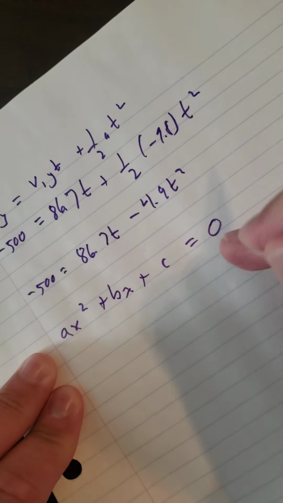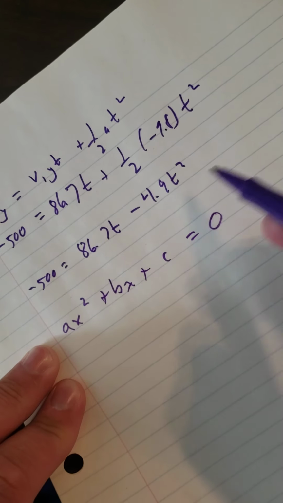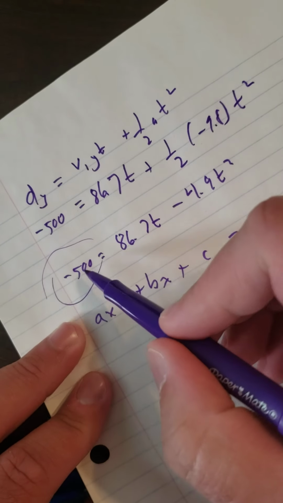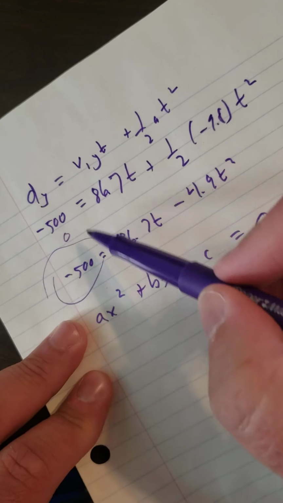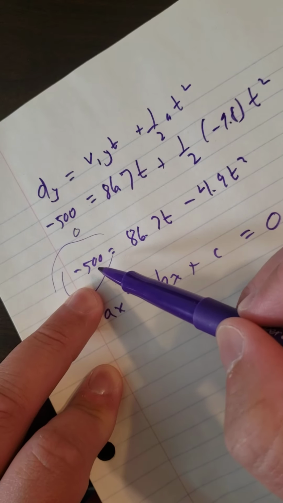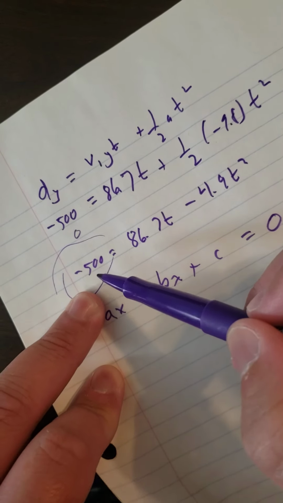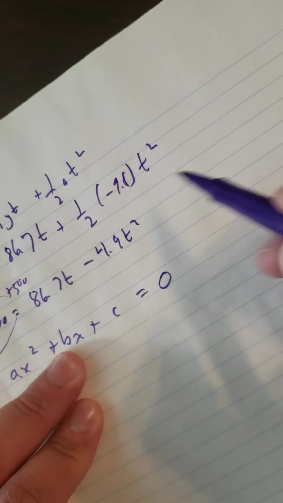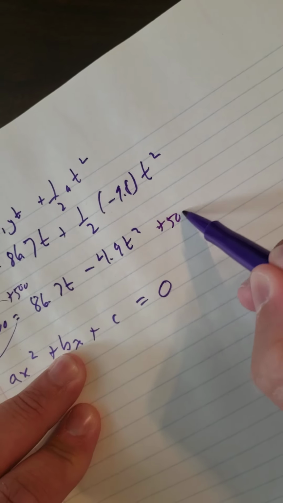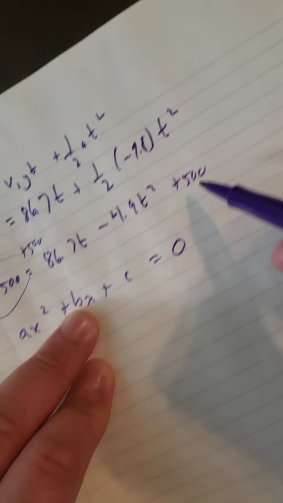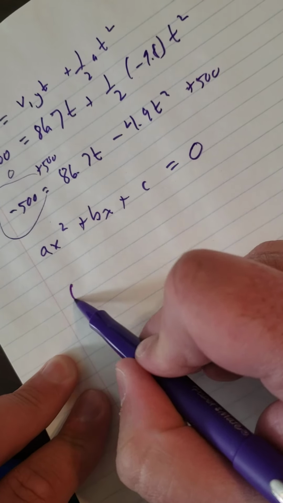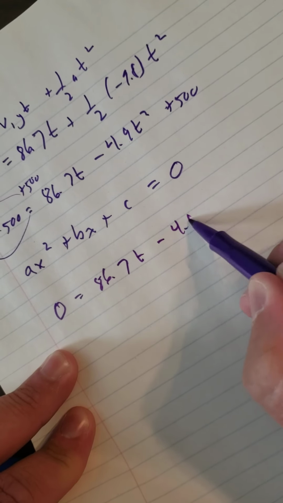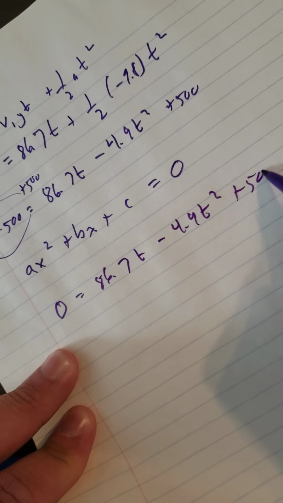So ax squared plus bx plus c equals 0. To do that, all I'd really need to do is get rid of this from this side and put a 0 right here. So to do that, I'd need to get rid of this subtraction of 500. Well, to get rid of subtraction, I would add 500. So add 500 to this side. What I do to one side of the equation, I have to do on the other side. So I add 500 to this side. Okay? So that gives me 0 equals 86.7 t minus 4.9 t squared plus 500.